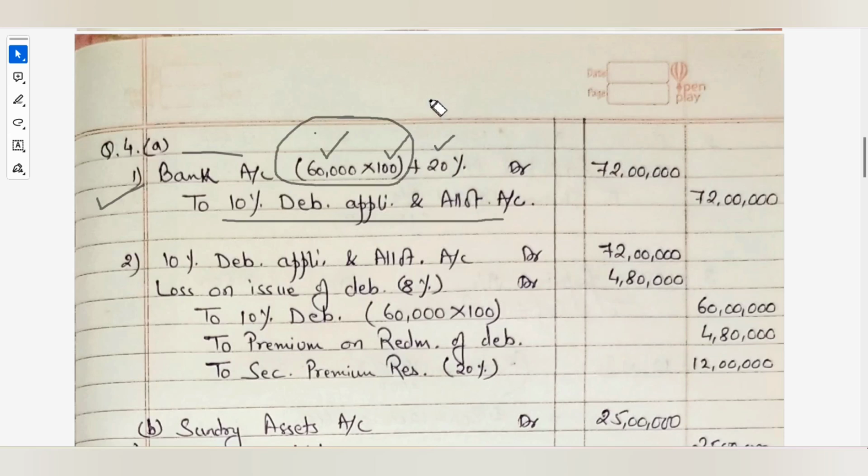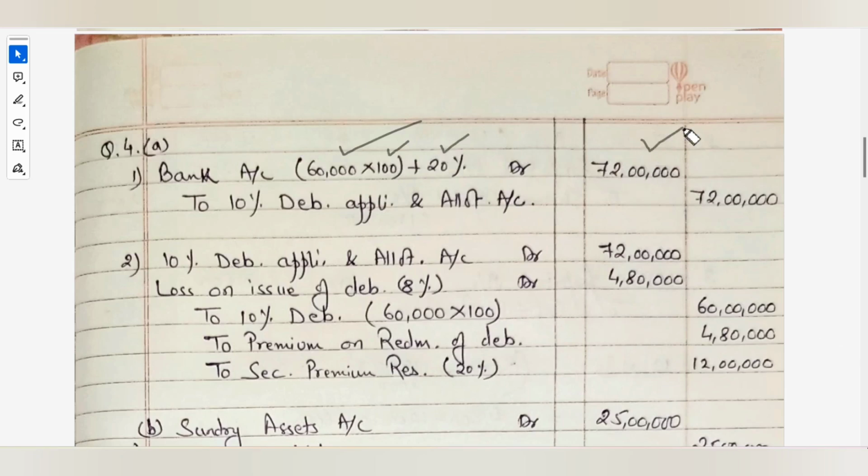And then if the condition of issue is at par, that means the same amount will be received. If the condition is issued at discount, that means something should be deducted. And if the condition is at a premium, then some amount will be added. And in this case, it is issued at a premium. That's why the amount multiplied by face value plus premium of 20%, that will become 72 lakhs. Now, the second entry, 10% debentures application and allotment account, and always remember that these two accounts will always have the same value. That means 72 lakhs will be repeated in the next entry again.